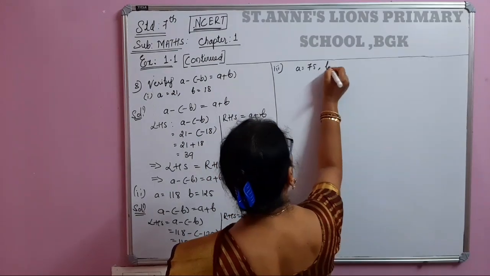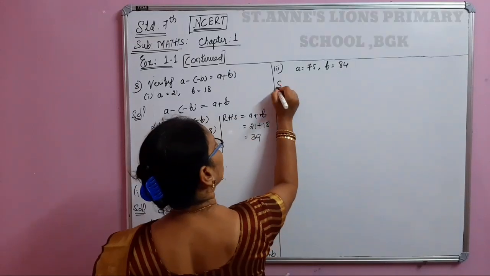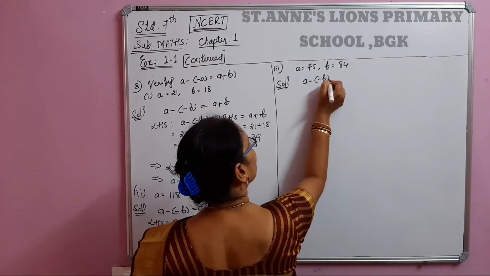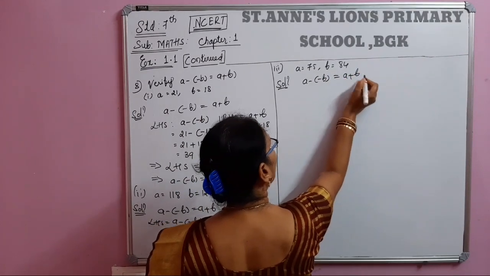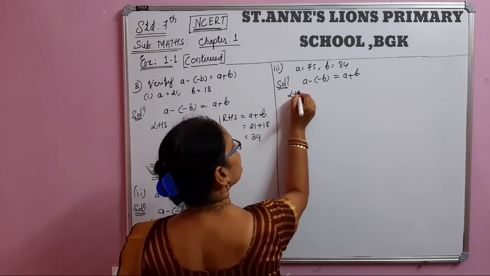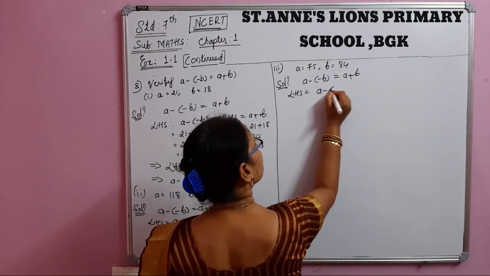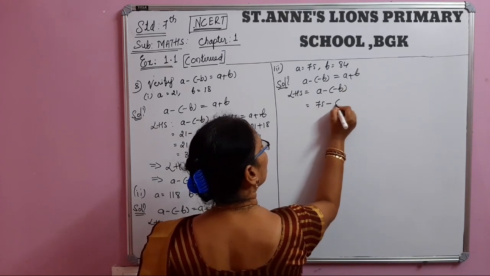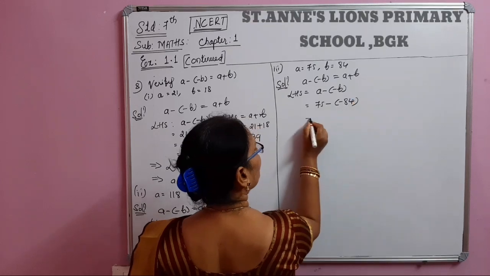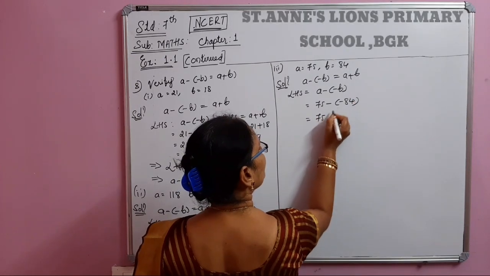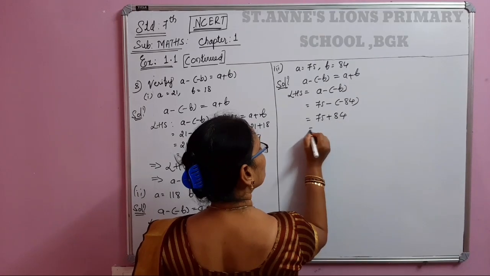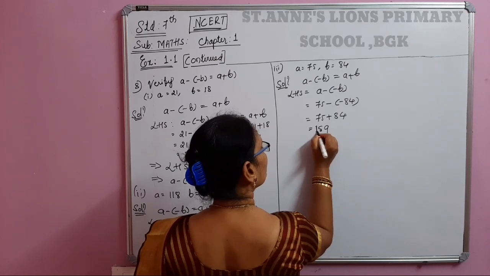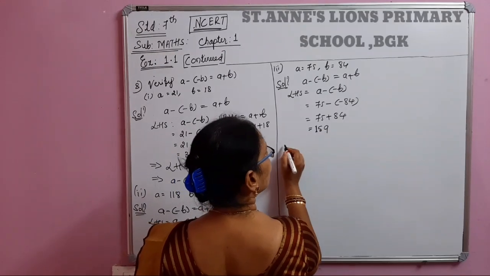b is equal to 84. Same way you have to do. What is the given relation? A minus of minus b is equal to a plus b. So here, what is LHS? LHS is equal to a minus of minus b. Okay. A is 75 minus of minus 84. So 75 minus into minus is plus 84. This is 5 plus 4 is 9. 7 plus 8 is 15. 159. So what is RHS?